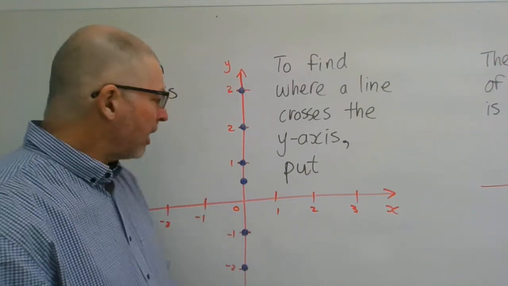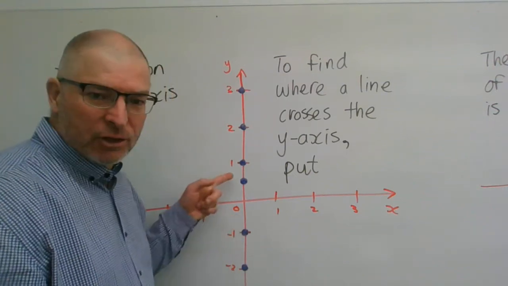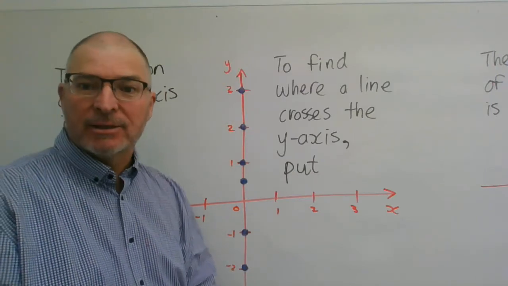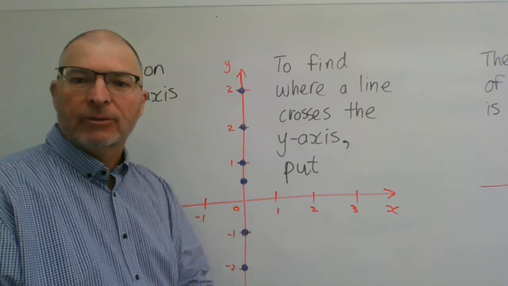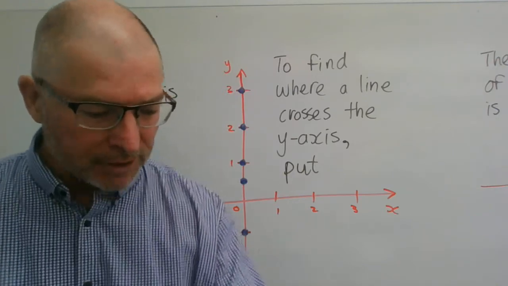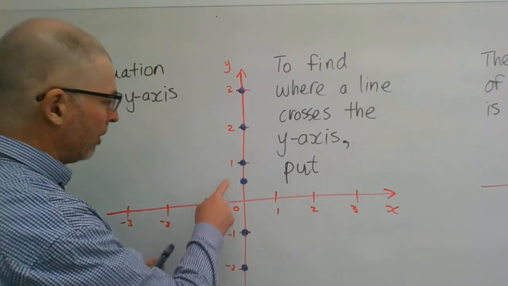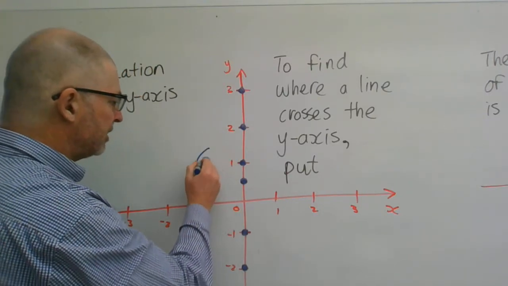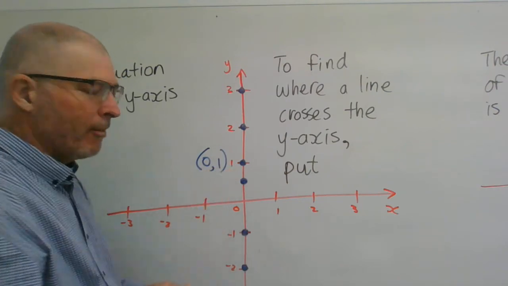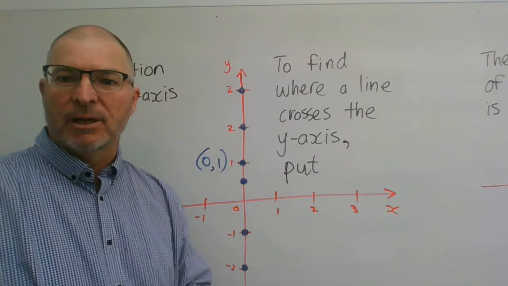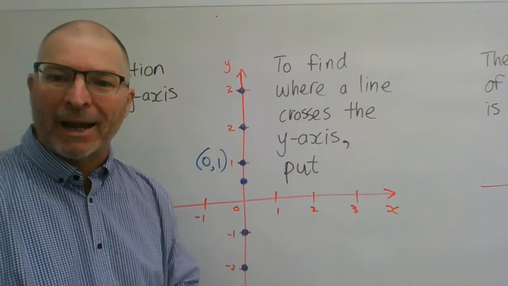Okay, so what are the coordinates of each of these points here? They have an x part and a y part to their ordered pairs. Let's write them down, the coordinates of each of those points. Well, this point here is 0, comma 1, because you go across from the y-axis 0 units, but you go up 1 from the x-axis.